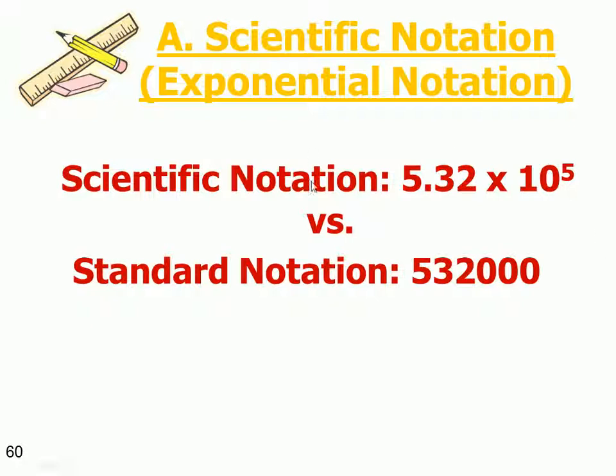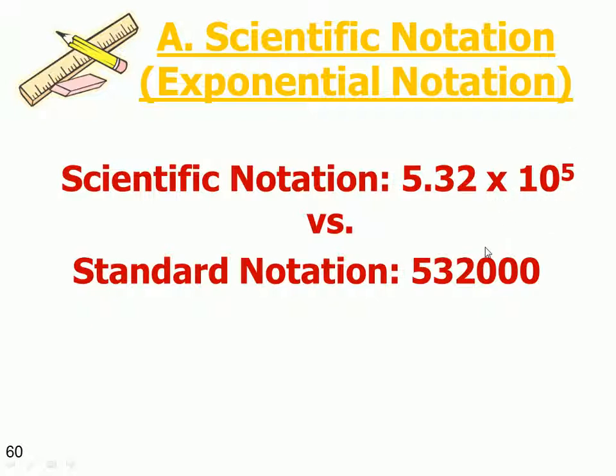So this first slide just shows you the difference between scientific notation and standard notation, which is sometimes called long form. What we have here in scientific notation, the things we want to watch out for is that there is only one number in front of the decimal. So this value is going to be less than 10 but greater than 1. We also have a multiplication symbol, and then we have times 10 to some exponent.